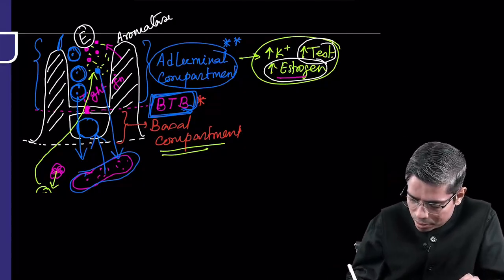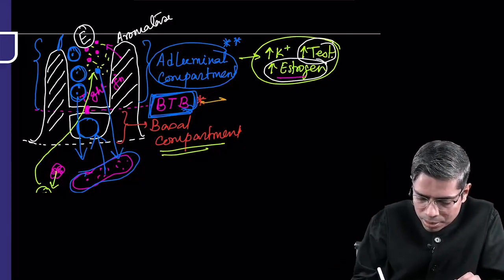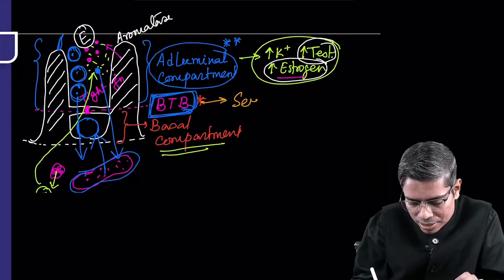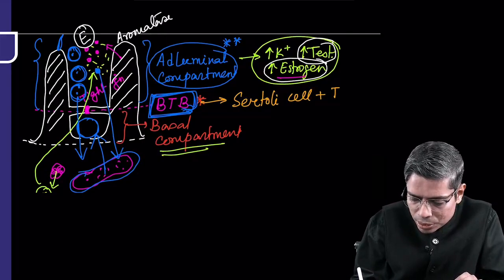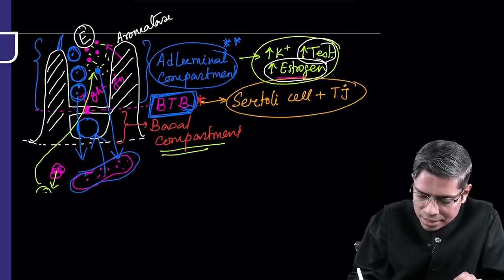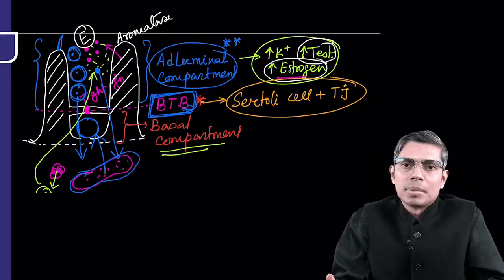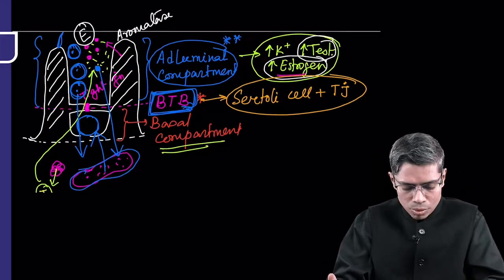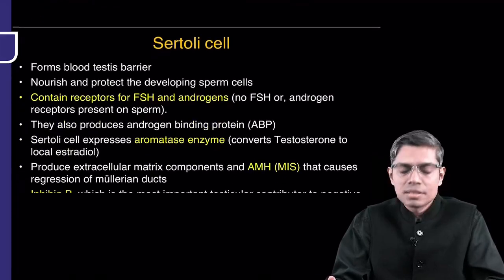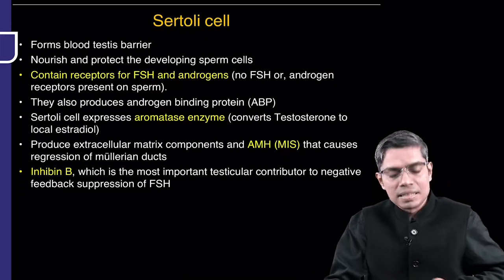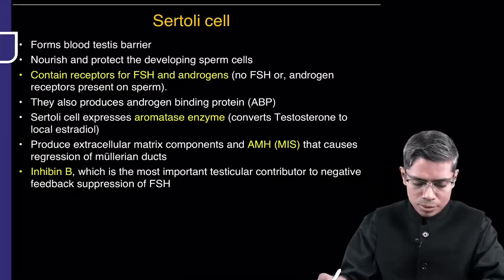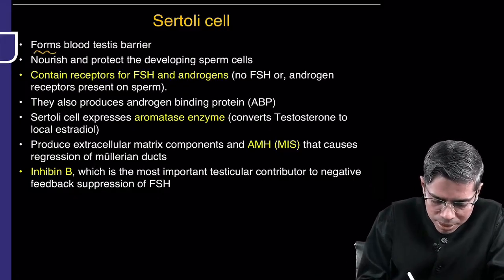If I ask you the last question, who forms the blood testis barrier, your answer is the Sertoli cell, obviously, along with tight junctions, which form the blood testis barrier. So what is the function of the Sertoli cell? The Sertoli cell has many functions. Certain functions we have discussed and certain functions are yet to be discussed. So look here. First, it forms the blood testis barrier.